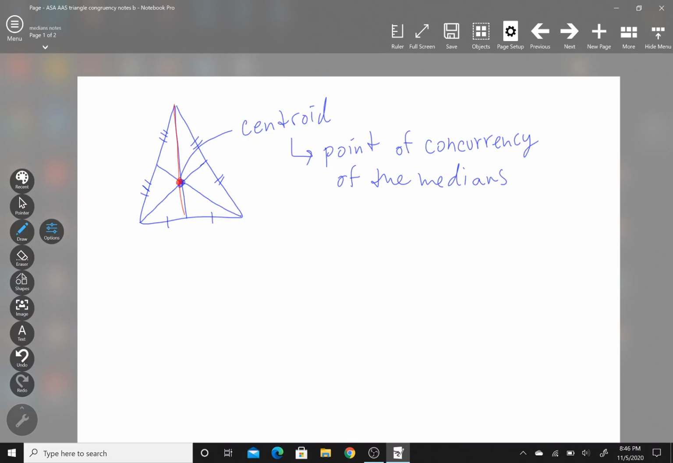And that is because the centroid is located 2/3 of the distance. So I'm going to put the word located. It's located 2/3 of the way from the vertex to the opposite side.